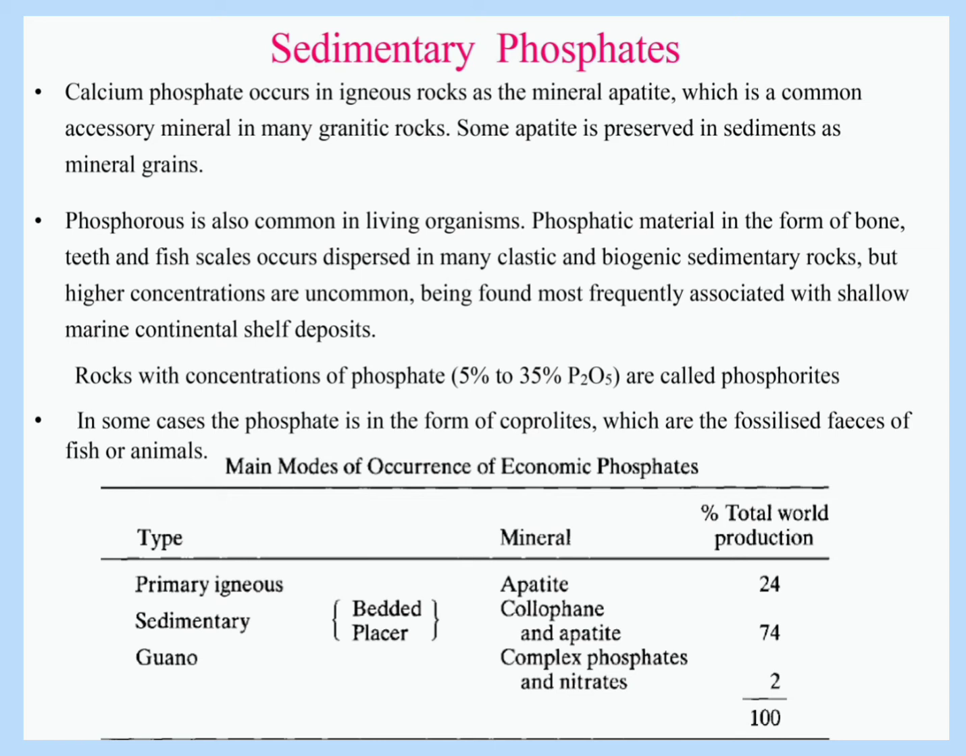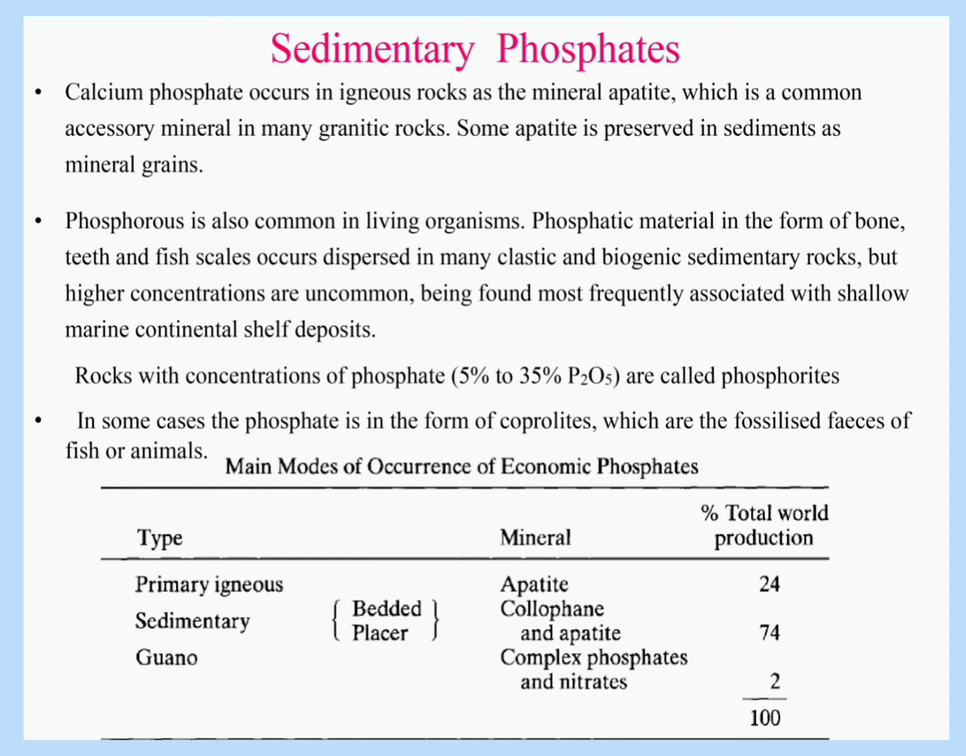Now the sedimentary rock, you will see the phosphate in bedded or placer deposits. Which minerals occur there? That is colophane and apatite. Apatite also occurs in sedimentary rocks and also occurs in igneous rocks. So the first point is that apatite is preserved in the sediment as mineral grains. So these igneous apatites act as sedimentary placers.